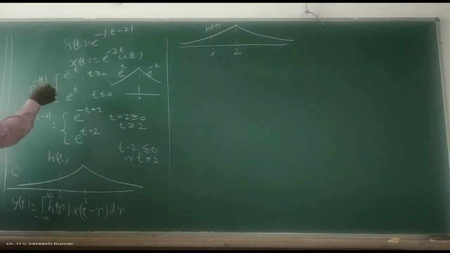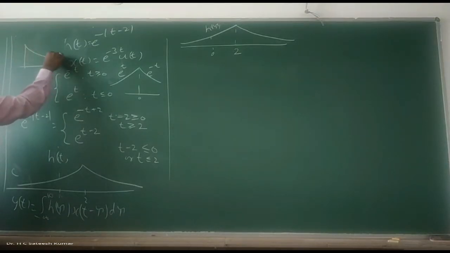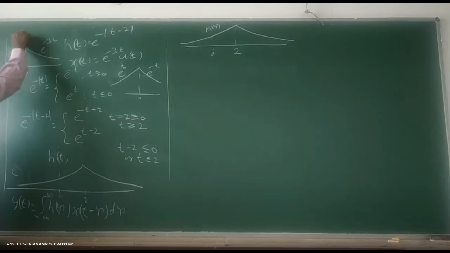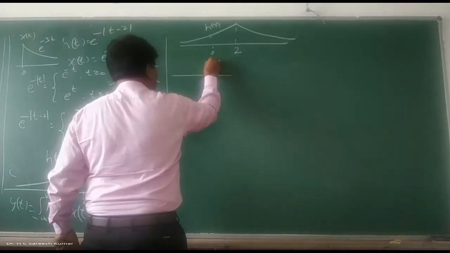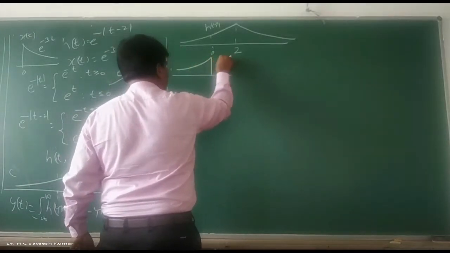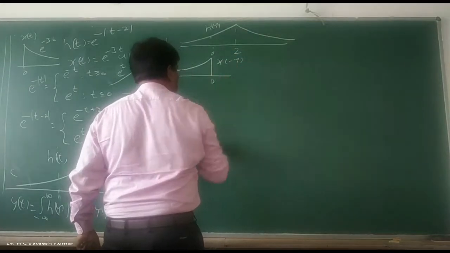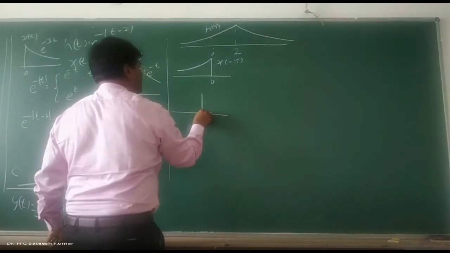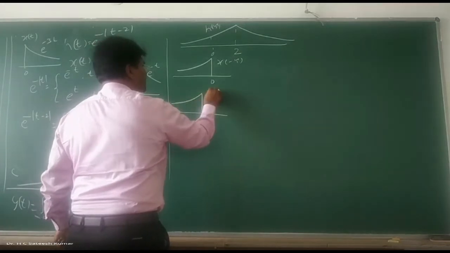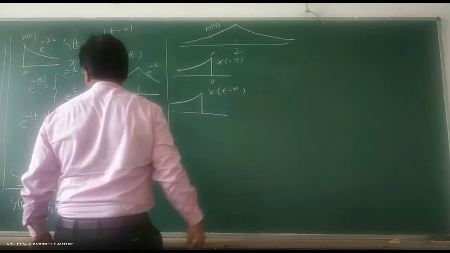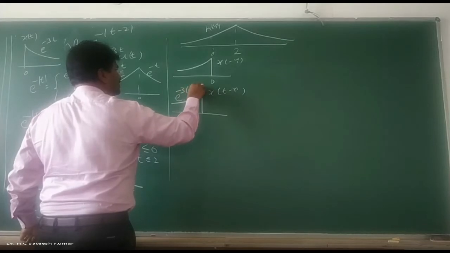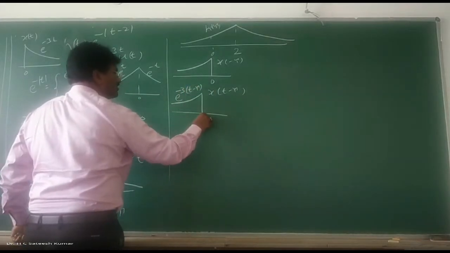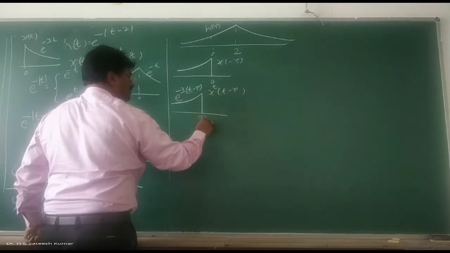Okay, right. Next, x of t is correct only. x of t is e to the power of minus 3t, starting from 0. This is your x of t. x of minus tau, I told like this. So this is the folded one. x of t minus tau is nothing but e to the power of minus 3 into t minus tau. The 0th value will be taken as t, this will become t.